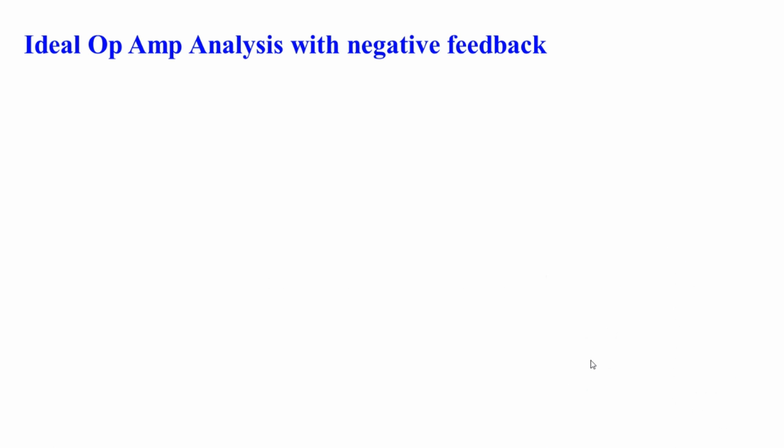Unless otherwise specified, we consider that the ideal op-amp with negative feedback is operating in the linear region in this lecture. It has two properties, the virtual short circuit and the virtual open circuit. The virtual short circuit means U plus equals U minus, and the virtual open circuit means I plus equals I minus equals 0.